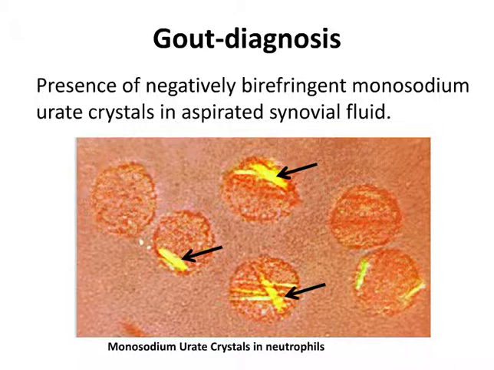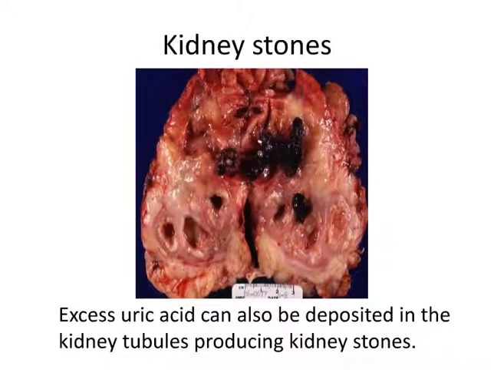Although hyperuricemia and acute arthritic pain in a joint are symptoms of gout, gout diagnosis is made upon identification of negatively birefringent monosodium urate crystals in aspirates of synovial fluid. Excess uric acid can also form deposits in the kidney tubules, resulting in kidney stones.